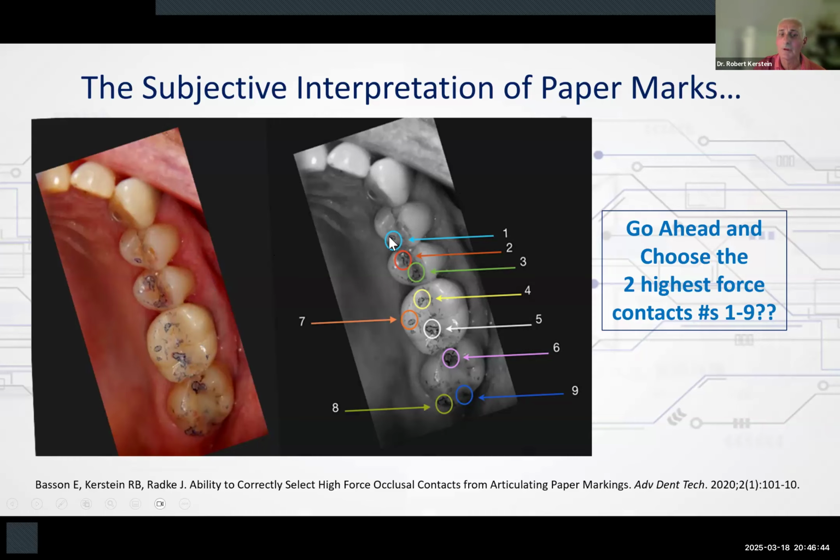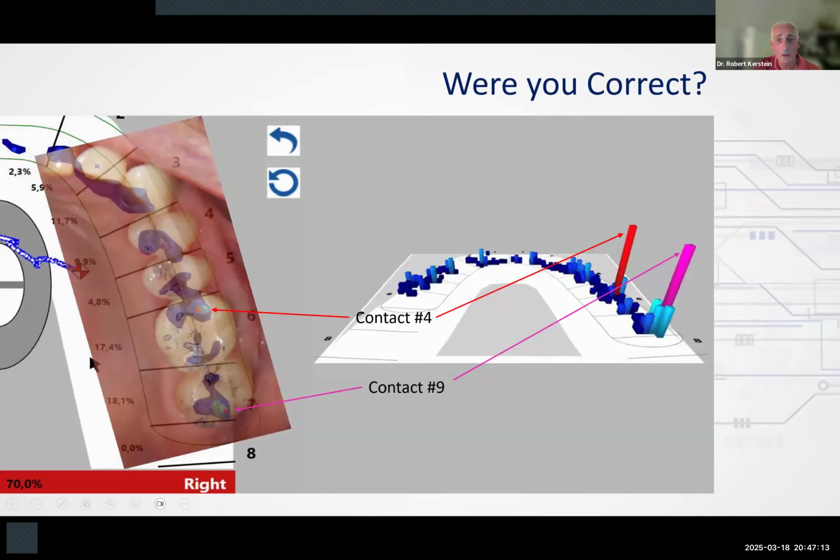So do it yourself. Which are the two highest force contacts between number 1 and number 9? And you have to do this in your office every day, right? And what you're doing is subjectively interpreting the way the marks look. You're not using any data to do that. The size of the marks may be useful. It may not be useful as you're finding out. So go ahead, choose two that you think they are, and let's see if you were right. Were you correct? Number 4 and number 9.